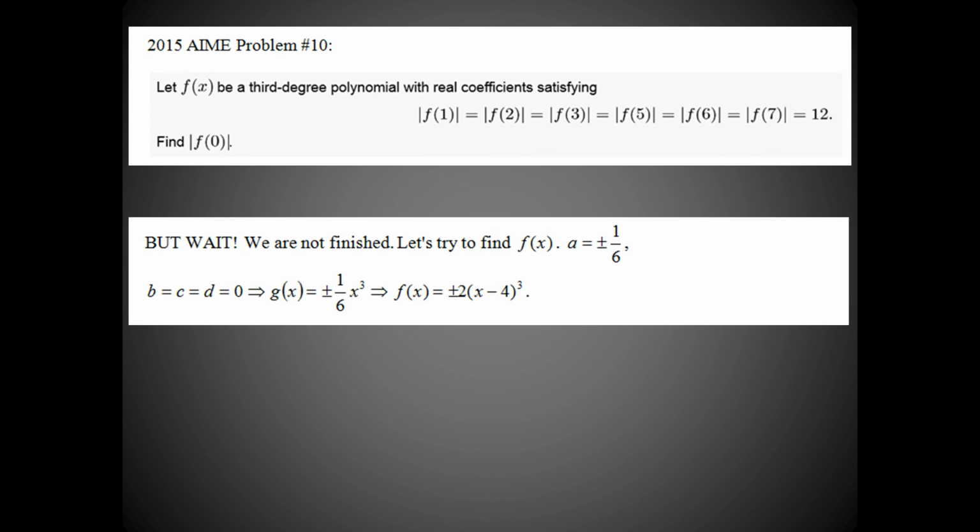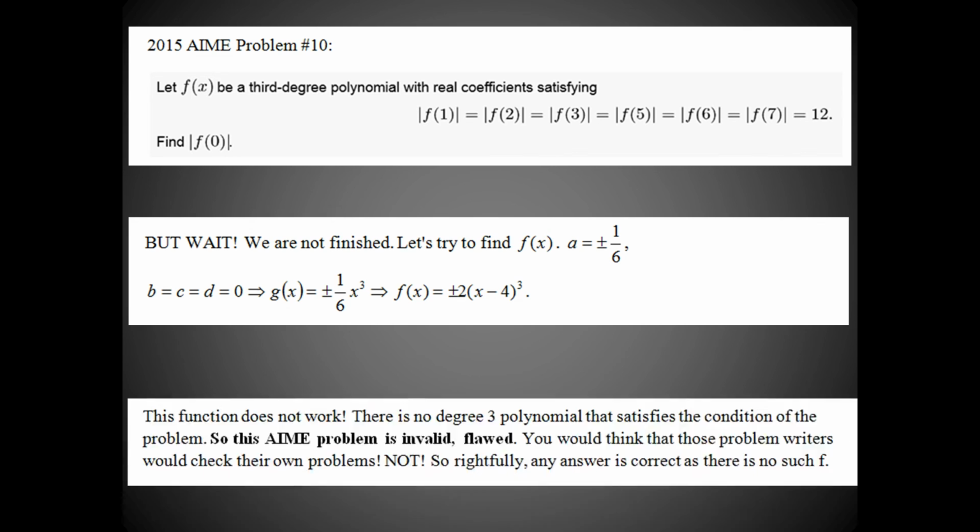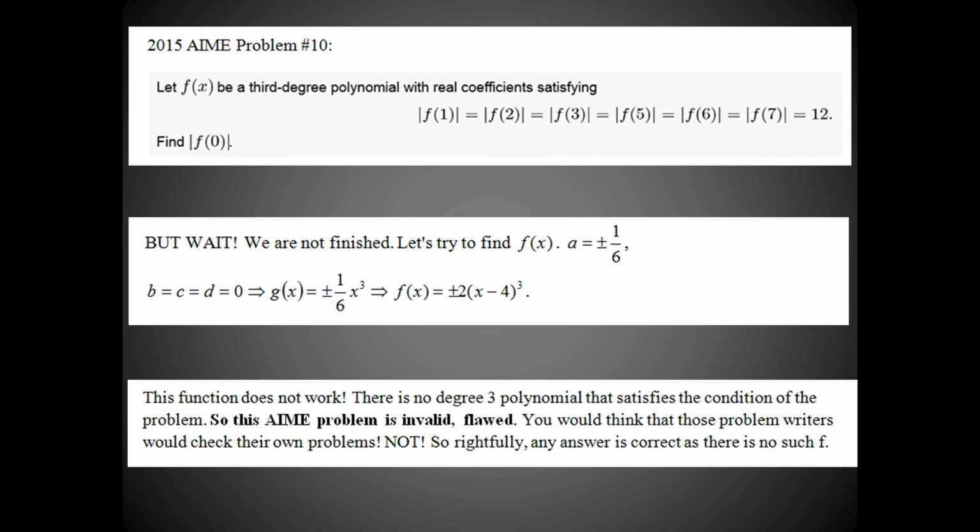But look at this function, it's nice, but does it satisfy the condition in the question? No, this function doesn't work. Because if we set x equal 1, 1 minus 4 is negative 3, negative 3 cubed is negative 27. Negative 27 times 2, no, it's not 12. The absolute value is not 12. It doesn't work at all.